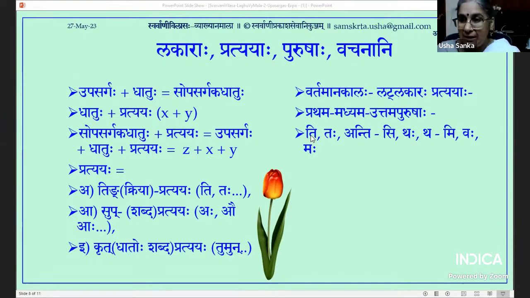So gachati, he is going. Gachatah, they both are going. Gachanti, they many are going. Gachasi, you are going. So you both, you many, I, we both, we many. So these are the outcomes.